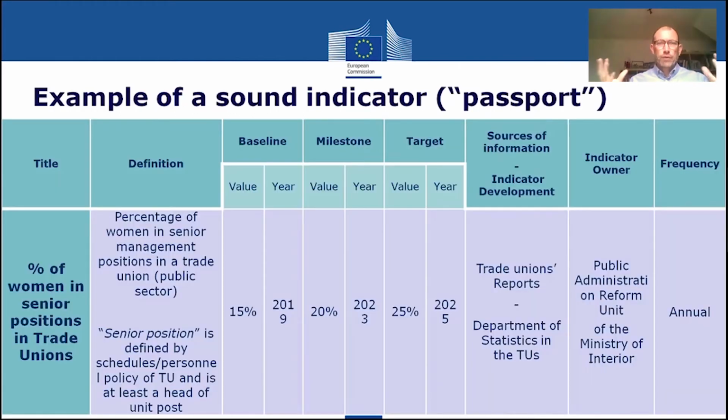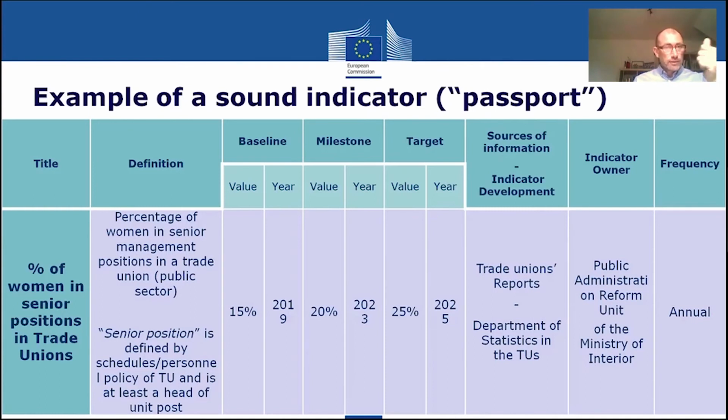I just want to show you at the end an example of what a good indicator should contain, and it's here. There you see the title, which is percentage of women in senior positions in trade unions. And then next to that, there's a definition which explains in a bit more detail what's behind that indicator. It tells us that we're talking about the percentage of women in senior management positions in a trade union, which is a public sector trade union. And senior position is defined by the schedules or the personnel policy of the trade union, and is at least a head of unit post.